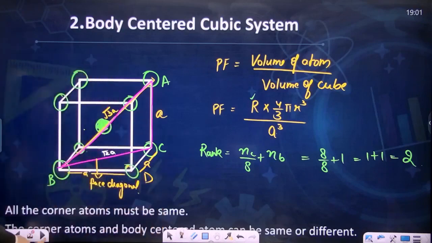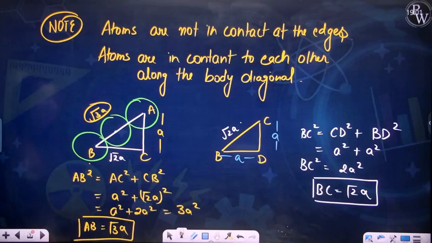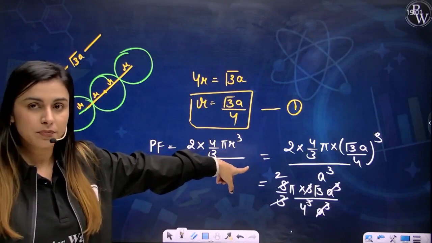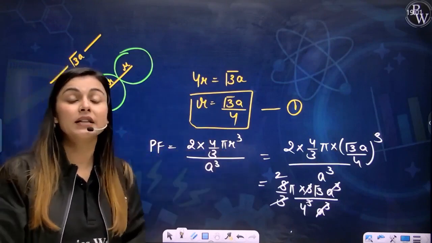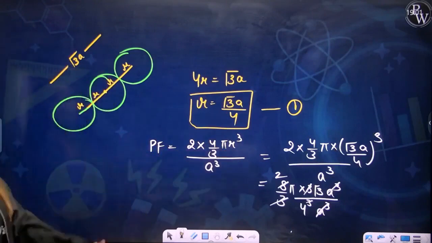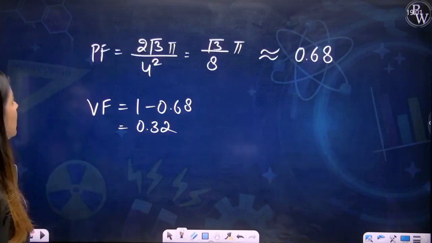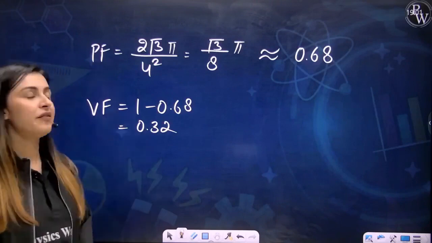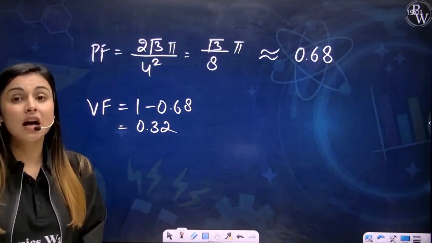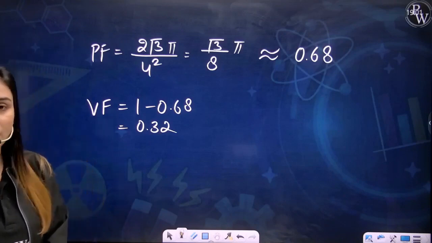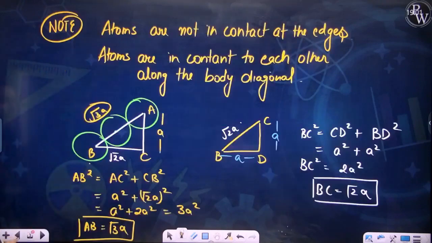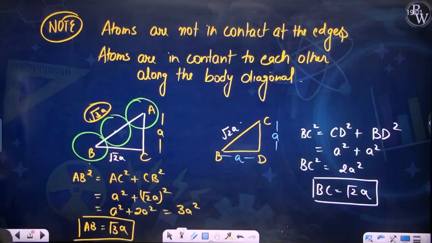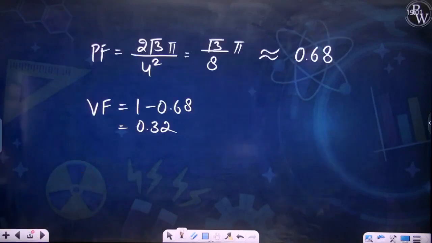Okay. So we calculated all the values, and then we incorporated it, and we found the relation, put the relation in the packing fraction expression, and we did calculate the value of the packing fraction. So for a body centered cell, the packing fraction comes out to be 0.68. Okay, and the void fraction will be equal to 0.32. This is how you calculate the packing fraction. I hope it's clear. If you want to write it, you can write it. Okay, perfect.